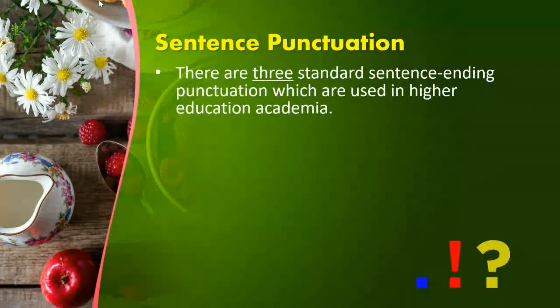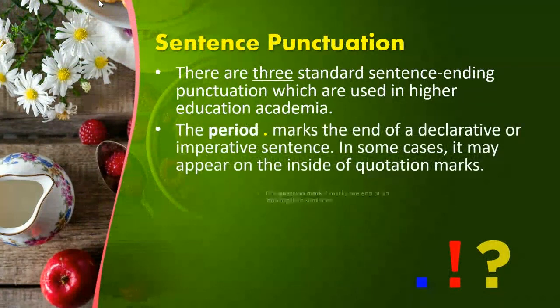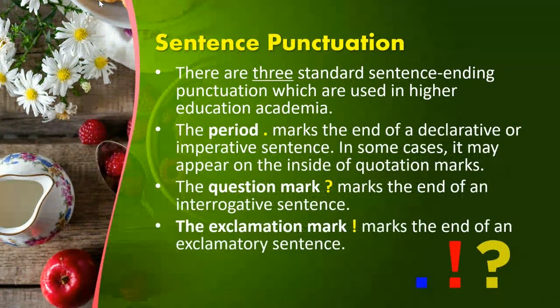We will begin by talking about sentence punctuation. There are three standard punctuation marks which are used to end a sentence. These include the period, question mark, and exclamation mark. The period marks the end of a declarative sentence or imperative sentence.